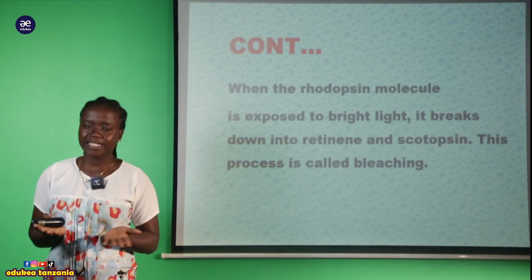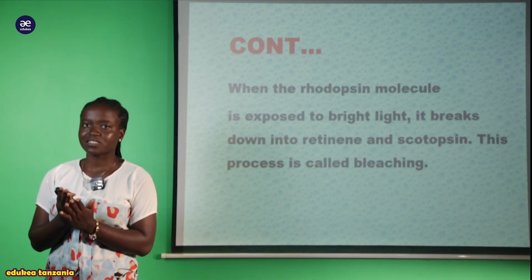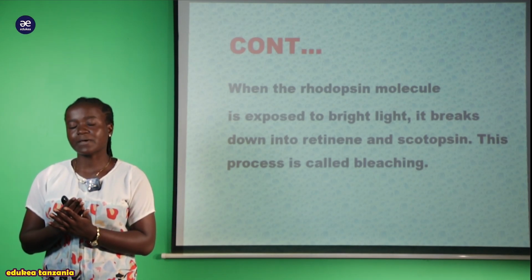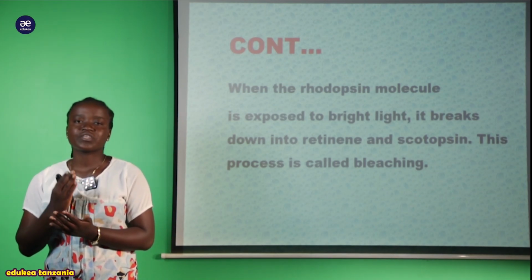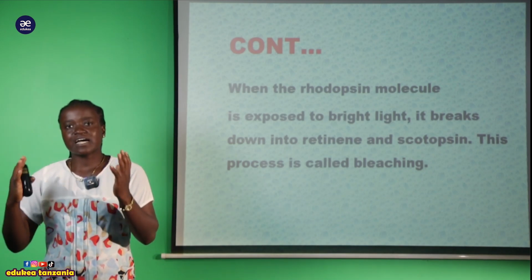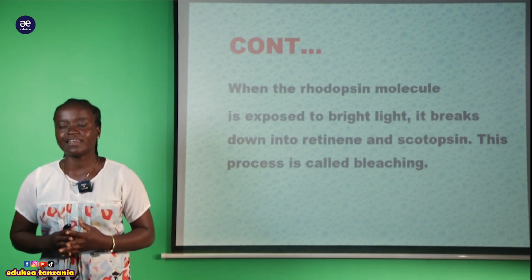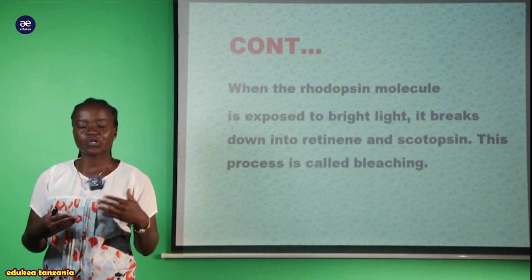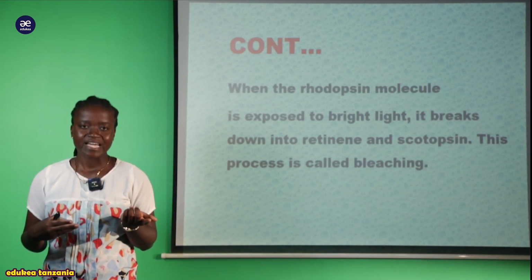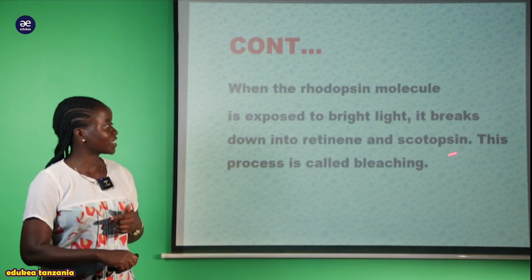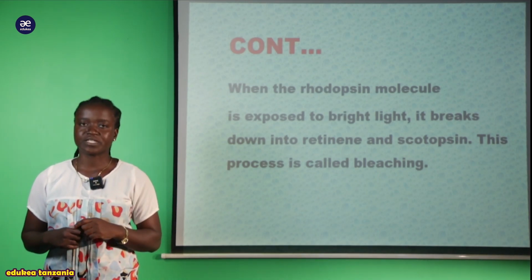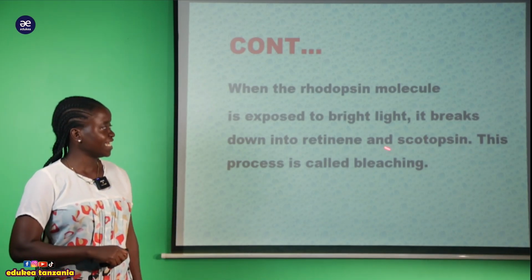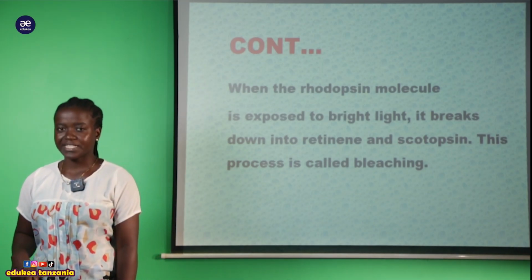So here we have the structure. We said that rhodopsin is made up of scotopsin together with retinene. When that rhodopsin is exposed to light, even a little light, that is where we said rhodopsin is highly sensitive to light. It breaks down to form its constituents, retinene and scotopsin. That process I call bleaching.